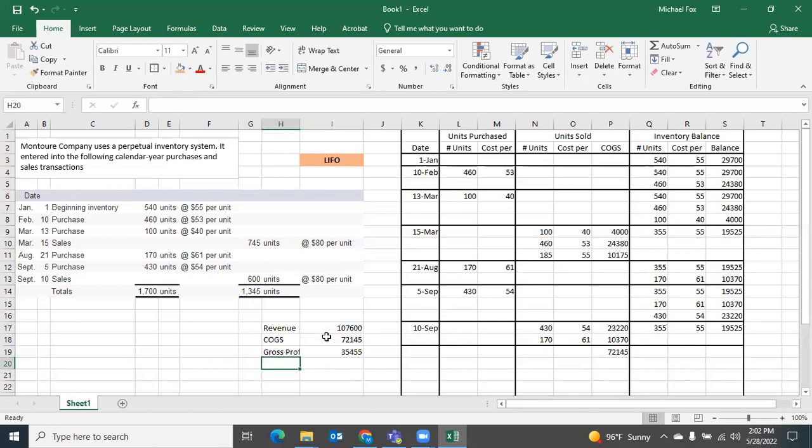You'll notice it gives you a different gross profit than if you use first in, first out, even though really you sold the same number of units. The difference is the assumption of which units you sold. Under first in, first out, we assumed we sold the oldest units, the ones that were purchased first. That's what we assumed. And under last in, first out, we assumed that we sold the newest units, or the ones purchased most recently. So I hope that helps, and I hope you have a great day.